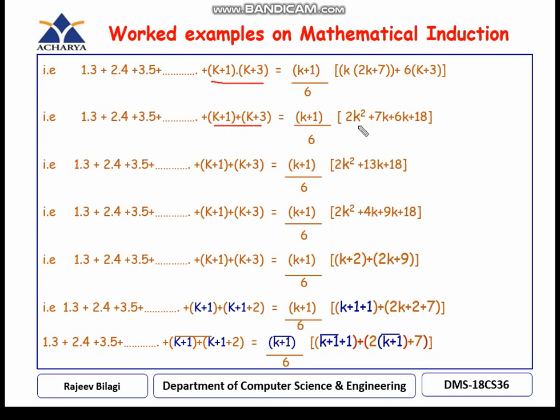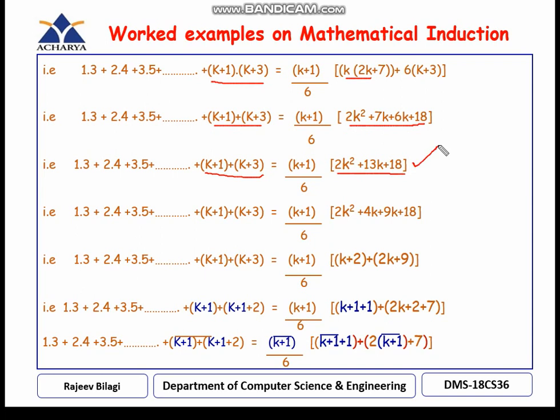So 2k square plus 7k plus 6k plus 18. So this I have expanded. Now I'll write till this as it is, k plus 1 divided by 6. So this I can write 2k square plus 13k plus 18, which is 2k square plus, I have added these two.